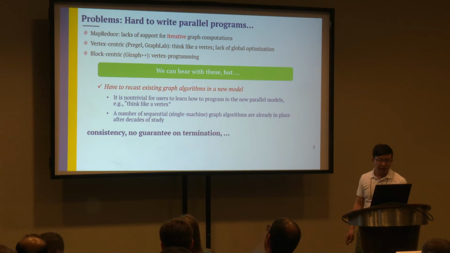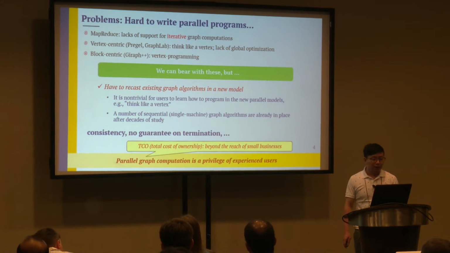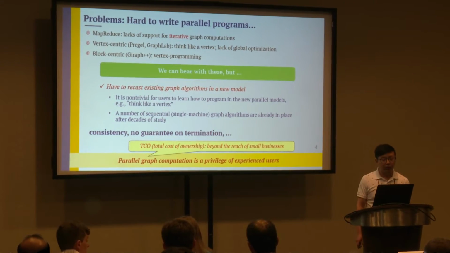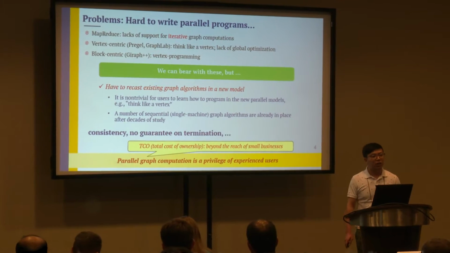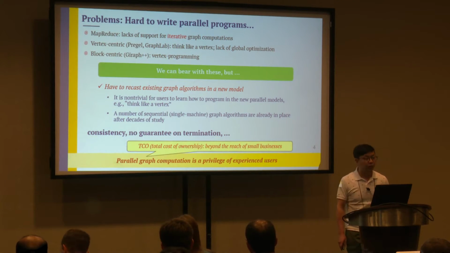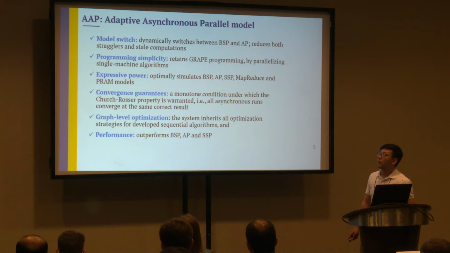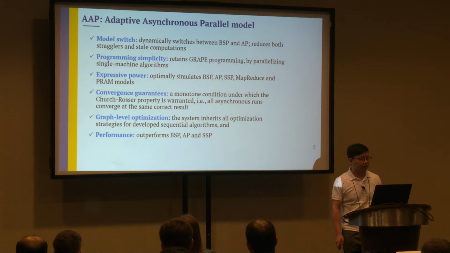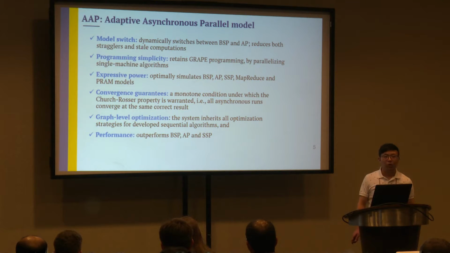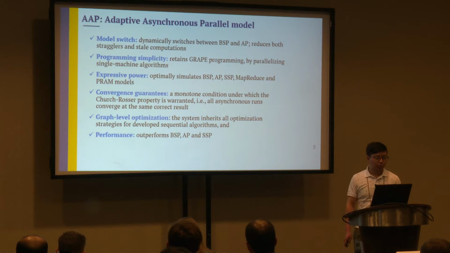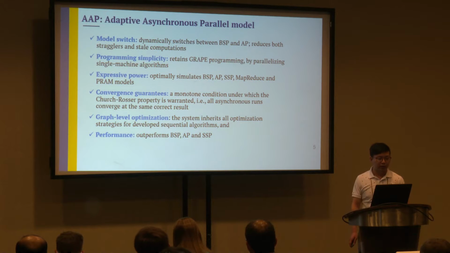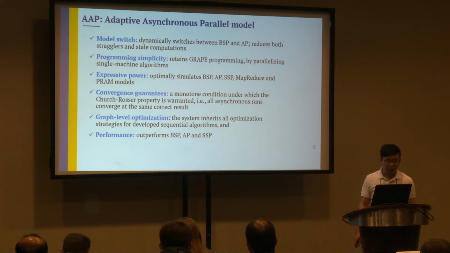Other problems include consistency and no guarantees on termination. All of these make parallel graph computation a privilege of experienced users. The total cost of ownership is beyond the reach of small businesses. To solve these problems, we proposed a new parallel model, the Adaptive Asynchronous Parallel model, or AAP. The properties of AAP include model switch, programming simplicity, expressive power, convergence guarantees, graph-level optimization, and good performance. I will introduce them in detail in the next slides.